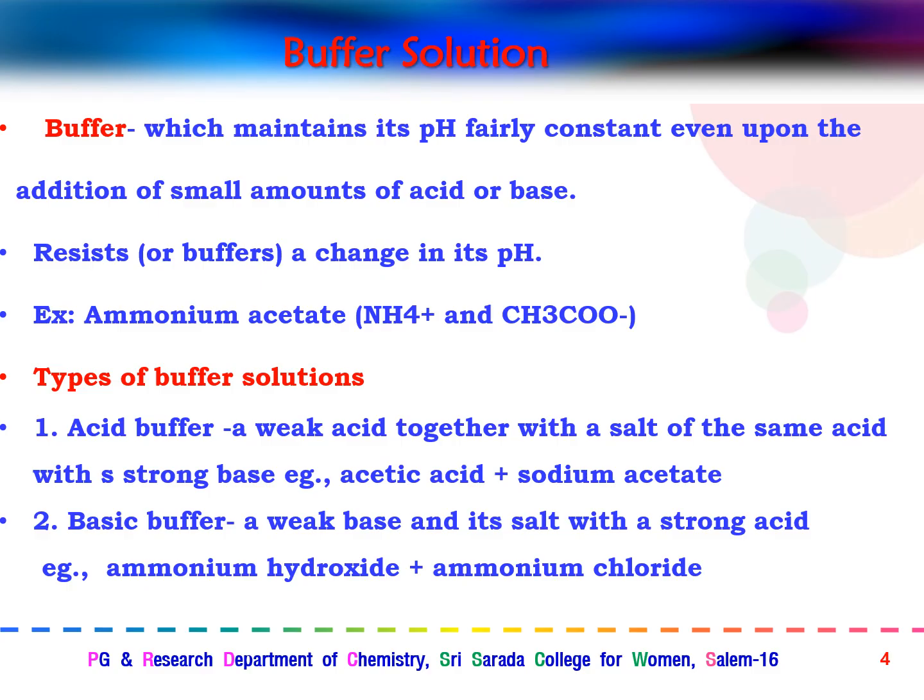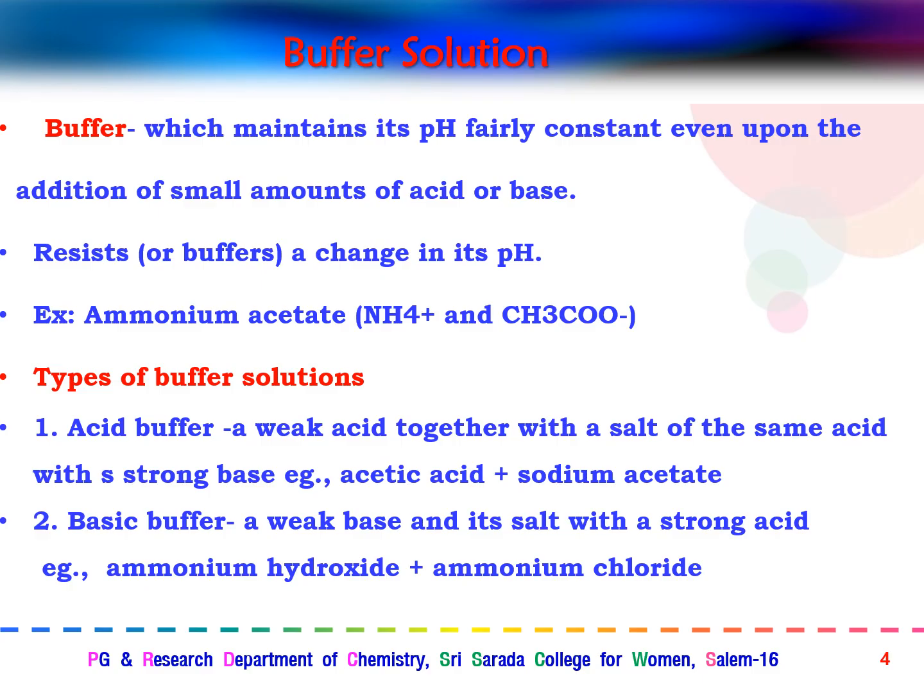Here, the example for the buffer solution is ammonium acetate. The pH of the ammonium acetate is also 7. By the addition of the same amount of acid or alkali, it does not cause any appreciable change in its pH. Thus, ammonium acetate is a buffer as it can resist the alteration in its pH on the addition of an acid or a base.